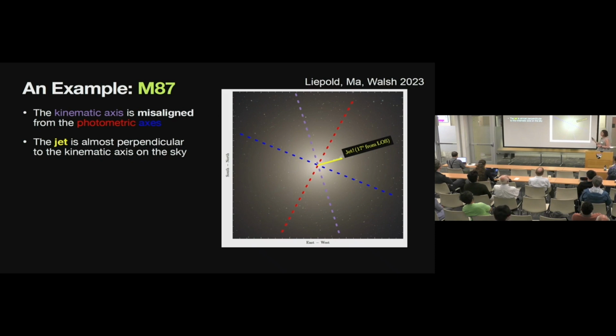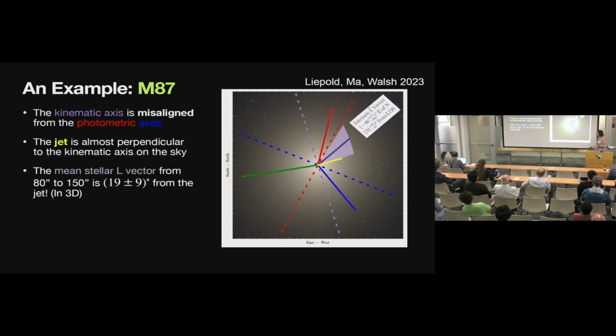So one of the cool things that we can do with our modeling, because we have all of this internal information about the orbital structure of the galaxy, is that we can actually write down how the stars are moving. And we can write down the mean stellar angular momentum vector of this galaxy. And we find that over the region where it's easily measurable, with low systematics, it's about 19 plus or minus 9 degrees misaligned with the jet.